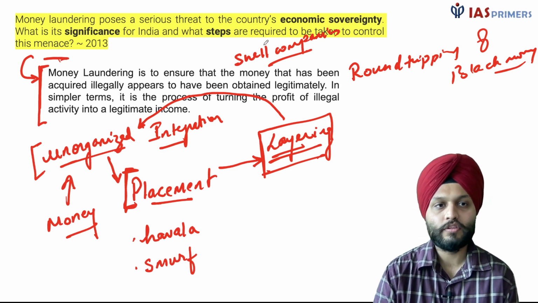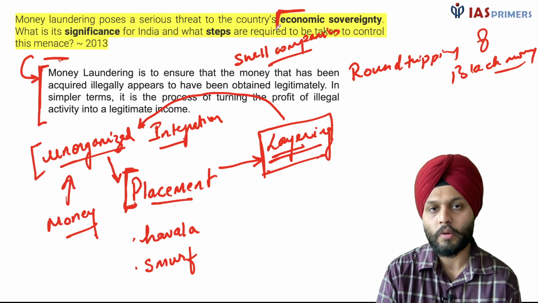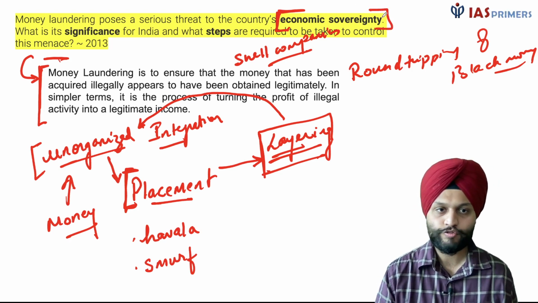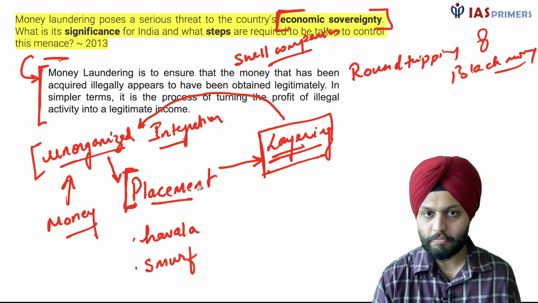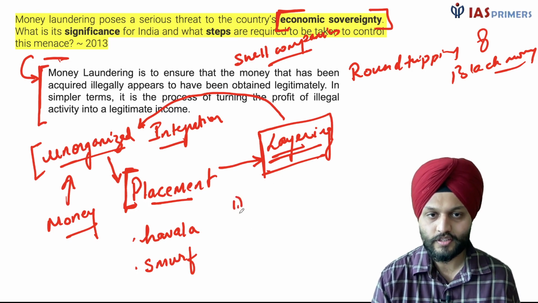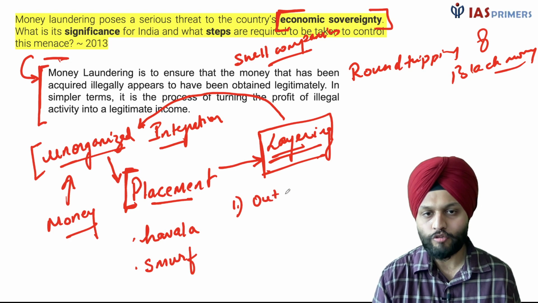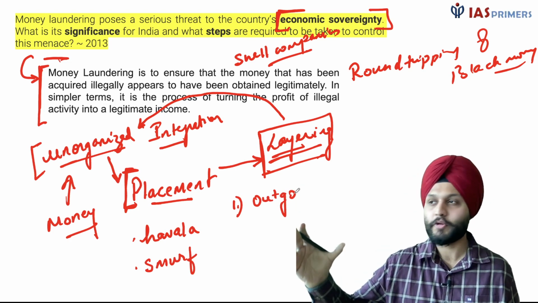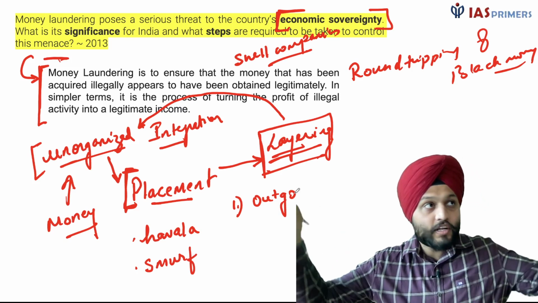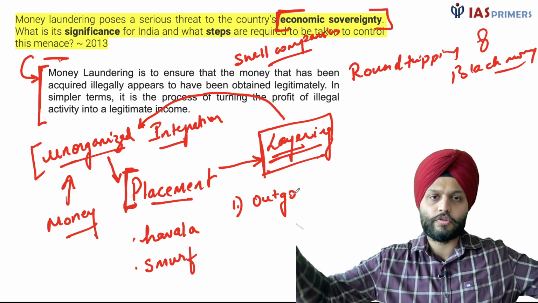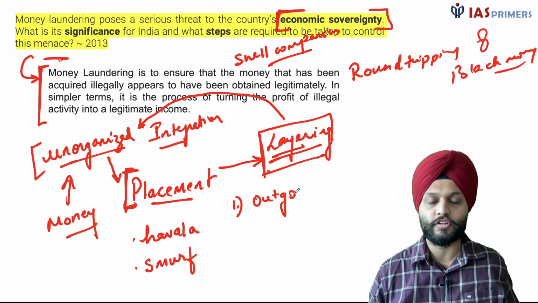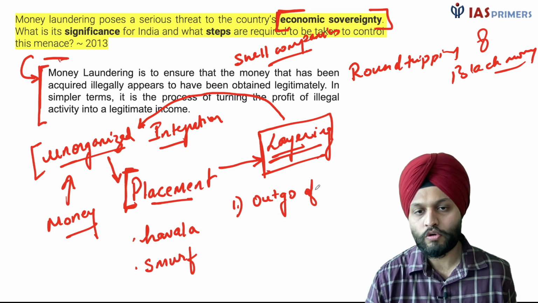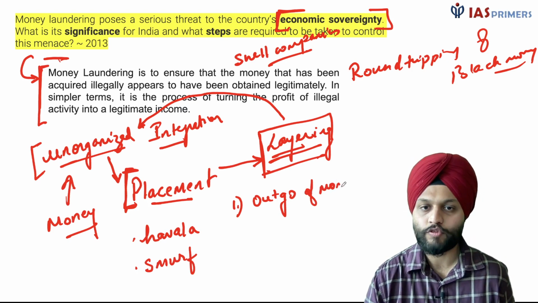Now, how is it a concern to India's economic sovereignty, or for any country actually? So first of all, what is happening? Placement, layering, what is happening in this regard? Outgo of money, right? So huge amount of money is going. Prime Minister Modi said before the election that 15 lakhs, lot of money is there, lakhs and lakhs of crores, and we'll give you 15 lakhs to every citizen. So huge amount of money is going. So there is outgo of money, wealth from a country.